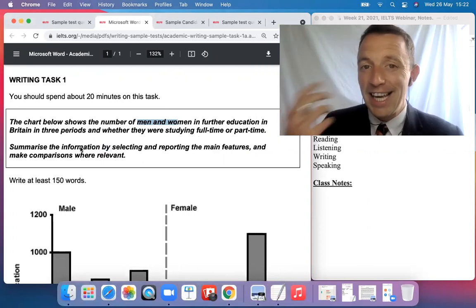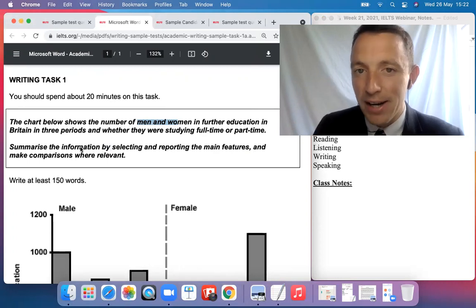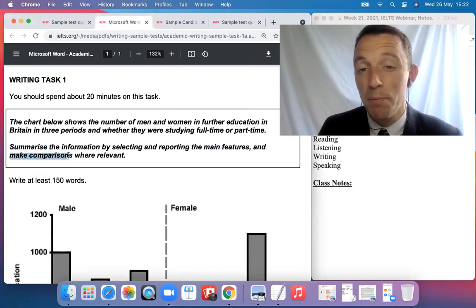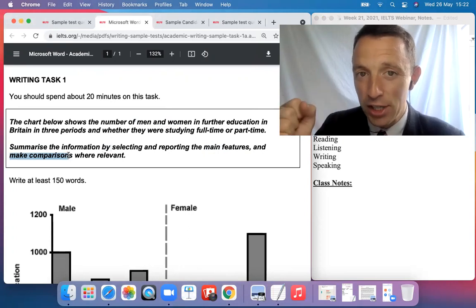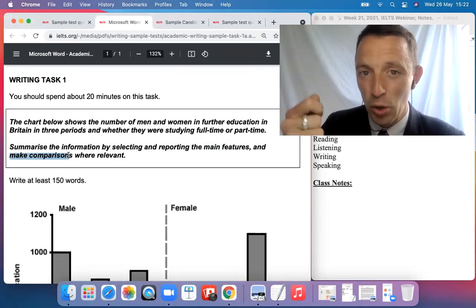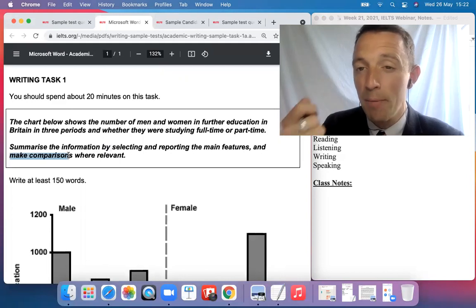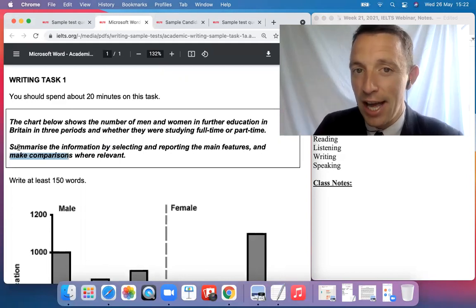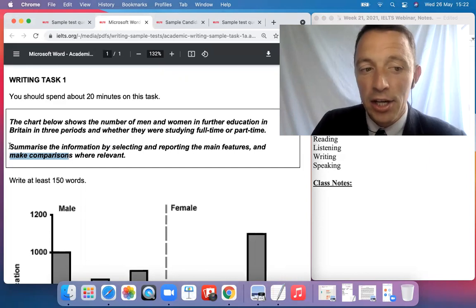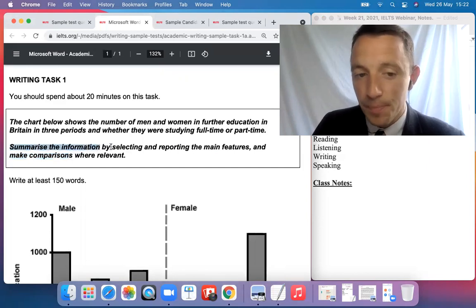So your job in the IELTS exam for the writing in this part is always to summarize, okay? You need to summarize the information by selecting and reporting the main features and make comparisons where relevant. You have to really understand the question and answer it specifically. You have to do your job perfectly, okay? Your job is to summarize by selecting and reporting the main features of the chart.